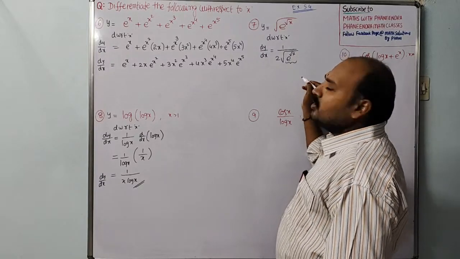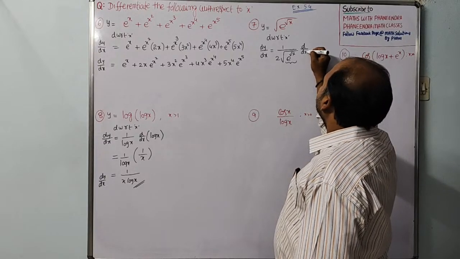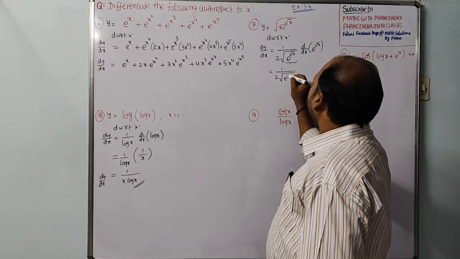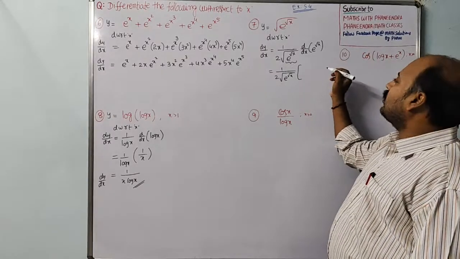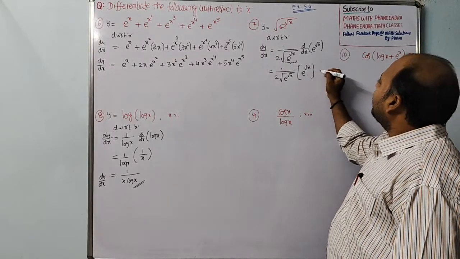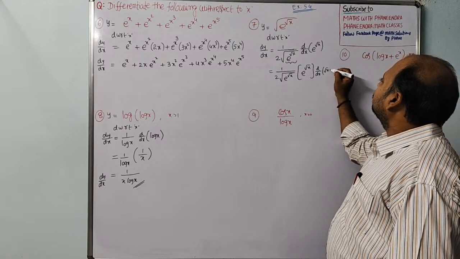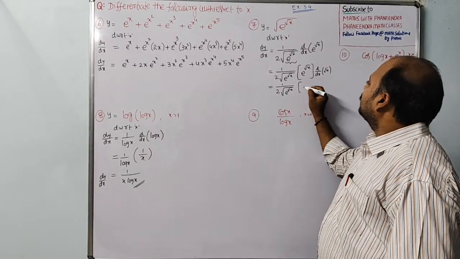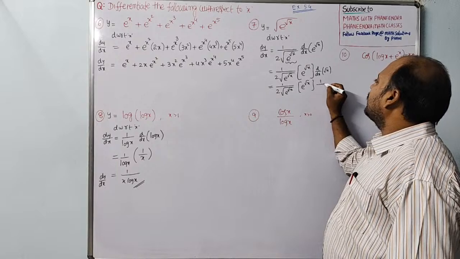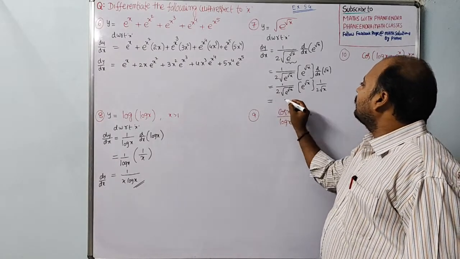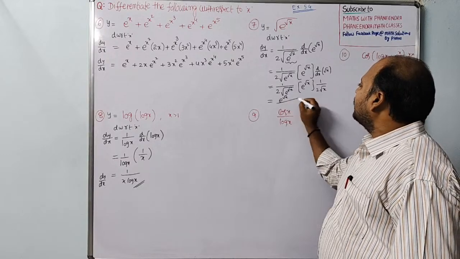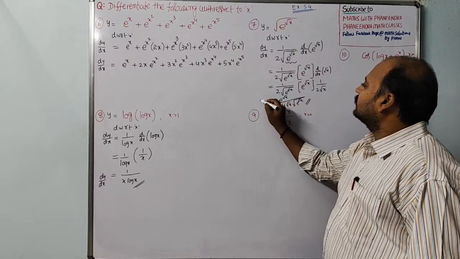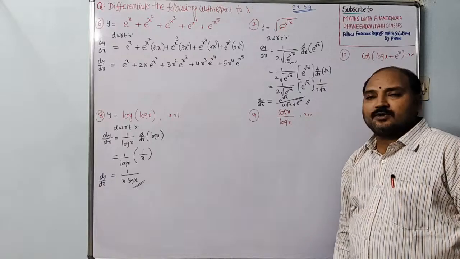Again this function is involved, no? Again you have to differentiate d by dx of e power root x. So 1 by 2 root e power root x. d by dx of e power root x is e power root x. Again d by dx of root x will come. So which is equal to 1 by 2 root e power root x into e power root x into d by dx of root x, which is 1 by 2 root x only, no? So what will come here? e power root x divided by 4 root x into root e power root x. We will get it like this, dear students.